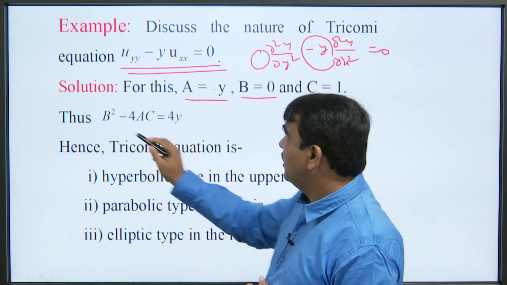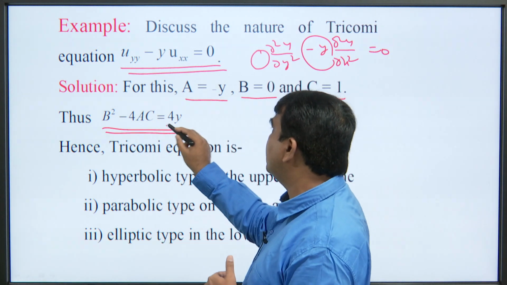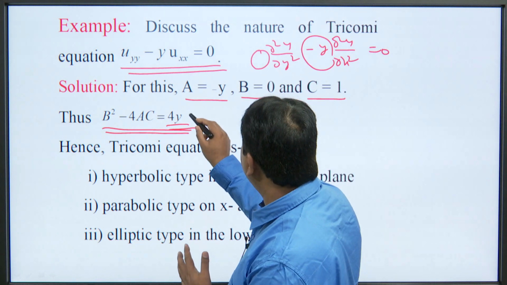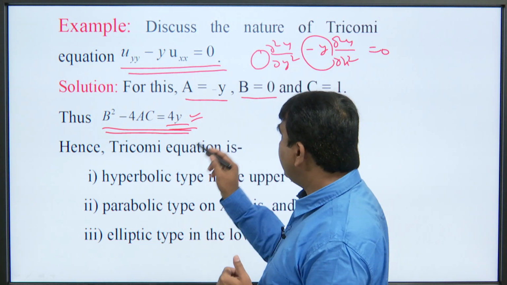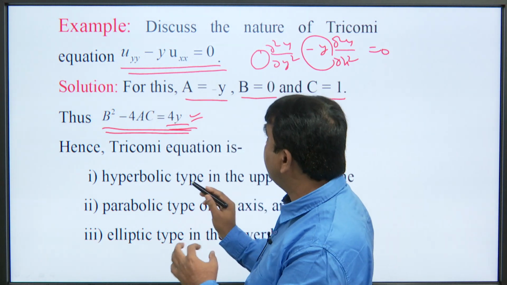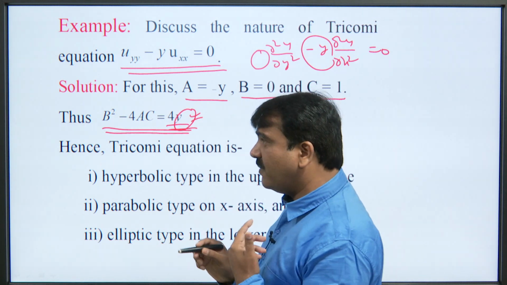So, c is 1. If we calculate b square minus 4 a c, then b square minus 4 a c is 4 y. So, here we can see that the nature of the Tricomi equation depends upon the value of y.